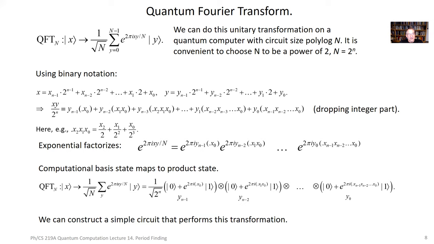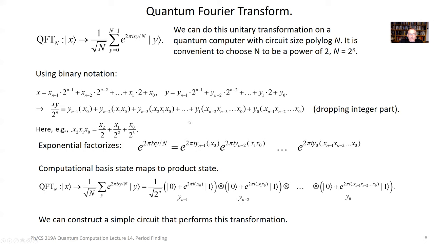Now, in our case, remember capital N is equal to 2 to the n. So I'm interested in xy over 2 to the n, and I want to throw away any integer part. So let's consider the terms in the expansion of xy over 2 to the n that depend on y_{n-1}. Well, the only thing that's going to matter is the product of y_{n-1} and x_0, because y_{n-1} times x_1 is going to be multiplying 2 to the n. So when I divide by 2 to the n, I just get 1. That's an integer, and it doesn't matter. So the only thing I'm going to care about is 2 to the n minus 1 times y_{n-1} times x_0 divided by 2 to the n. So that means 1 half of the product of x_0 and y_{n-1}. That's the only part that's going to depend on y_{n-1}.